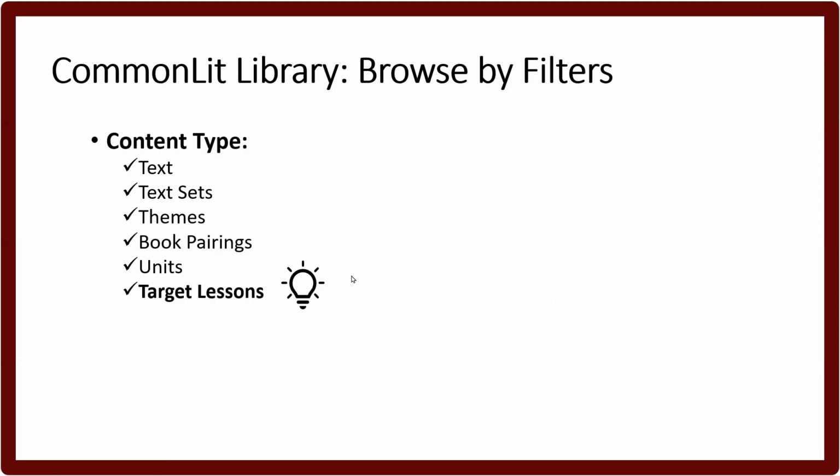You've got content types, which is your text sets, your themes, your book pairings, your units, and your target lessons. You can filter by grades 3 through 12th grade. They go as low as 3rd grade and go up to 12th grade. Now, Lexile level is another way for reading difficulty, and the higher the Lexile, the more difficult the passage.